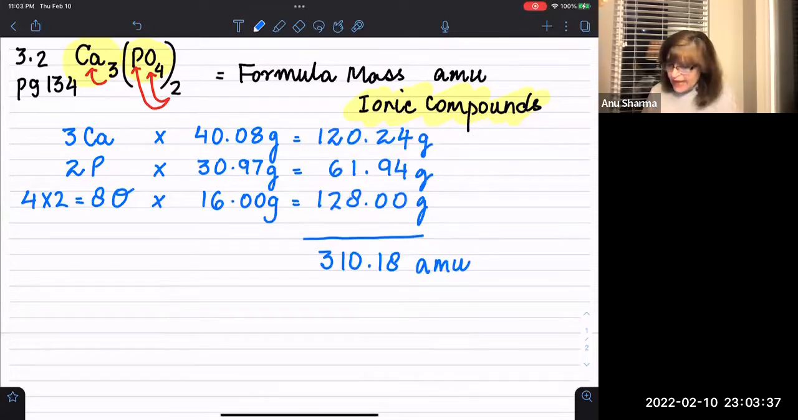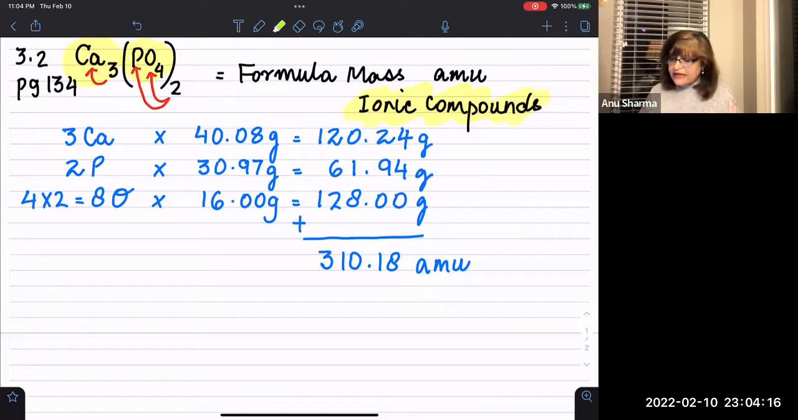When 40.08 is multiplied by 3, we get 120.24 grams, and that is coming from calcium. When 30.97, the weight of one phosphorus atom, is multiplied by 2, you get 61.94. That is the weight coming from phosphorus. Next, you have 8 oxygens times 16 grams, each oxygen being 16 grams, times 8 is 128. When you add all of this, you get 310.18.